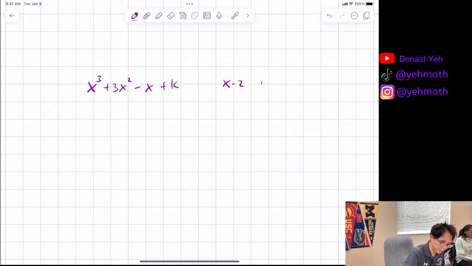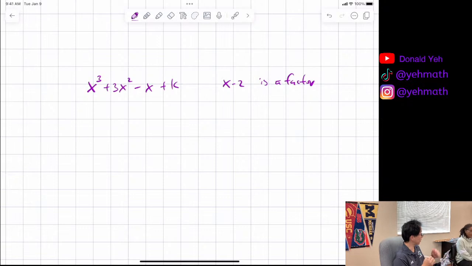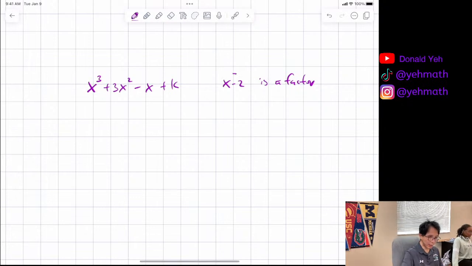X minus 2 is a factor? I don't think this is in the division. Okay, I think I did this SAT question on a previous day. If x minus 2 is a factor, that means you can divide this polynomial by x minus 2, and the remainder will be 0.